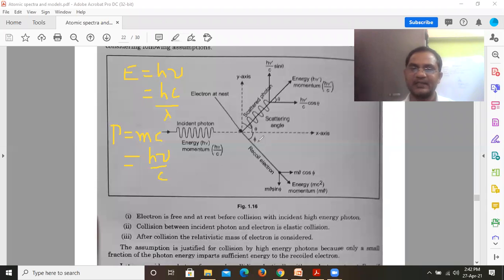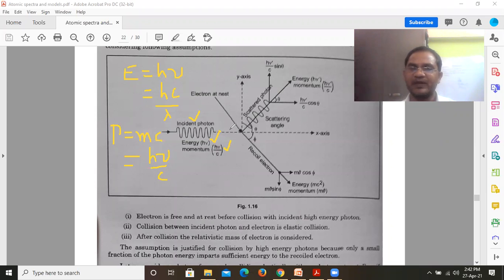Here, try to understand the figure. This is the incident photon of frequency nu and energy h nu, with linear momentum h nu by c. That is colliding with the free electron here. This is the free electron.